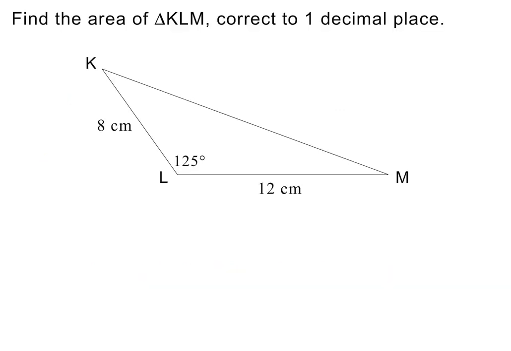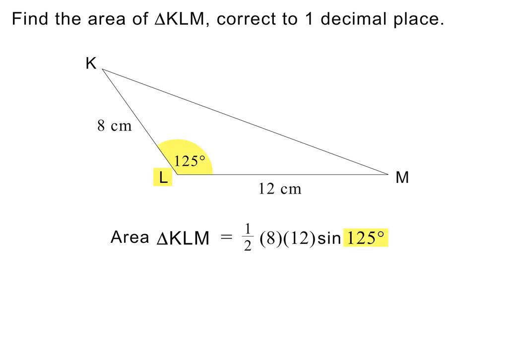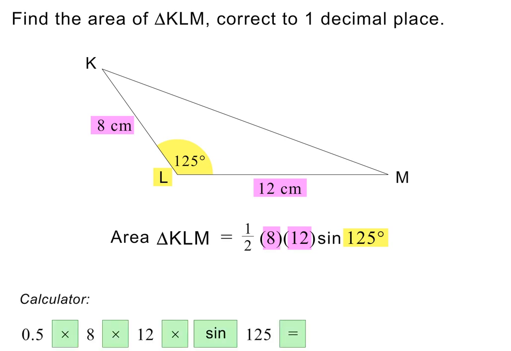Let's use the formula to find the area of triangle KLM. Please pause to read the information. Using the rule, we can immediately write down the following. Please note, the obtuse angle L is the included angle. And 8 and 12 are the lengths of the two sides that include this angle. Next we use our calculator. Correct to one decimal place, the area is 39,3 square centimeters. Please pause to check.